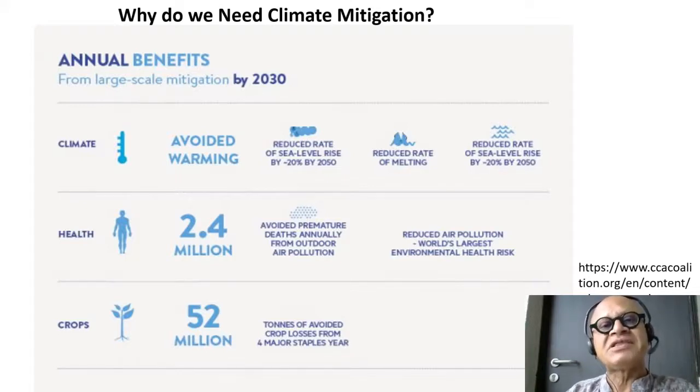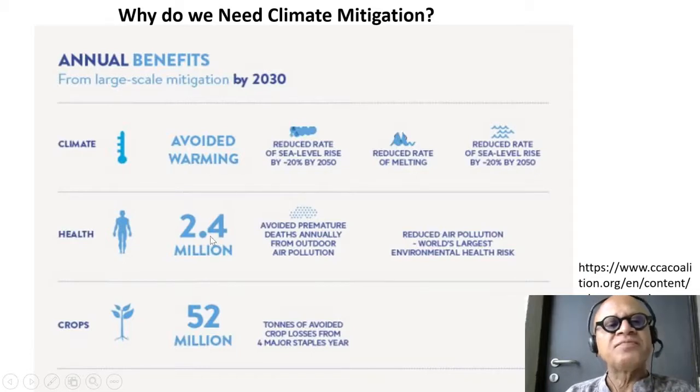Why do we need climate mitigation at all? Well, in case you're not already convinced, there are quantifiable benefits from large-scale mitigation. This is an estimate from the Climate and Clean Air Coalition, which puts out incredibly good numbers and information. From large-scale mitigation by 2030, we are going to avoid some warming, so we are going to reduce the sea level rise by 20% by the time we reach 2050. We are going to reduce glacier melt and snow and ice melt. We're going to reduce the sea level rise. Why did it come twice here? Okay.